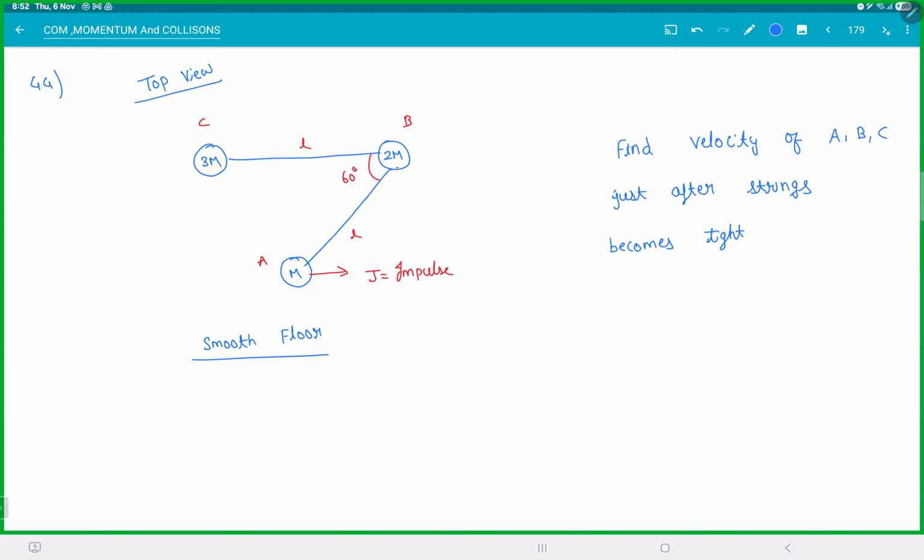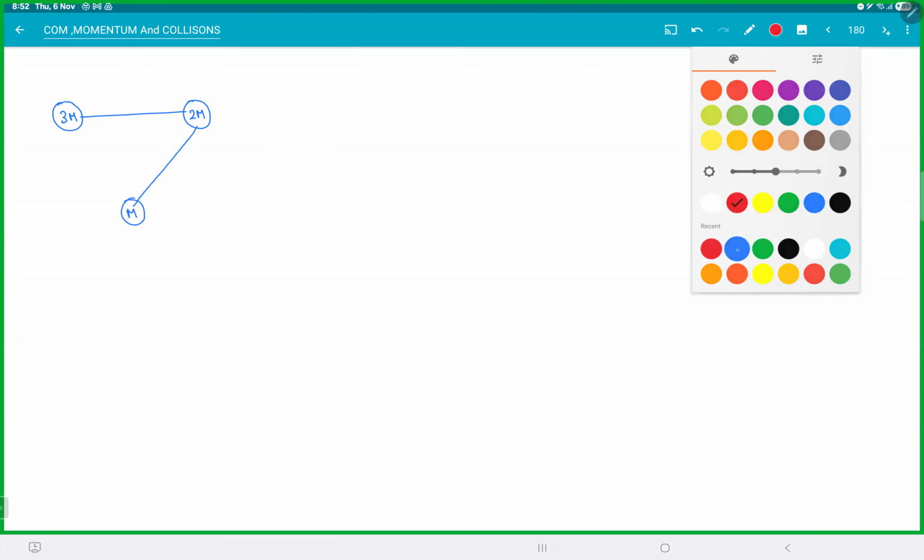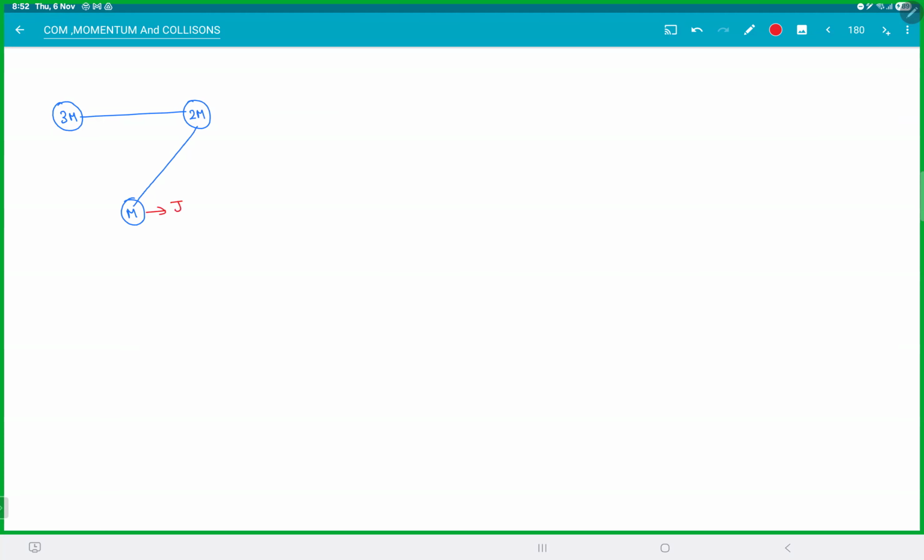Let me help you. See. So how will your picture look like? Always draw your picture first of all. So this is 3m, this is 2m, this is m. You gave an impulse J. So J is equal to mv. So basically this thing will go with the speed v. Remember, this tension will be 0, this tension will be 0 because the string is going to become loose. Then your picture will look like this.